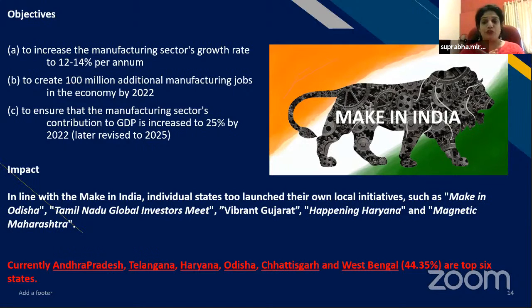So what was the impact of it? Through this Make in India concept, every state was given certain goals and objectives. They were told, you have to finish this much target, and as a state your contribution under Make in India should be this much percentage. Based on that target, each state contributed. So what are those contributions? One is Make in Odisha, Tamil Nadu Global Investor Meet, Vibrant Gujarat, Happening Haryana, and Magnetic Maharashtra.